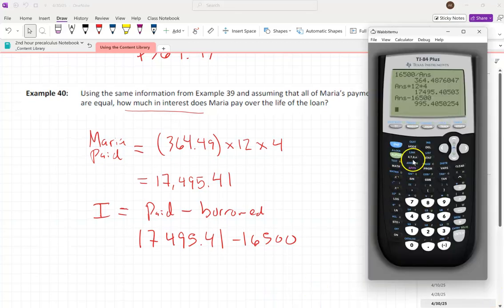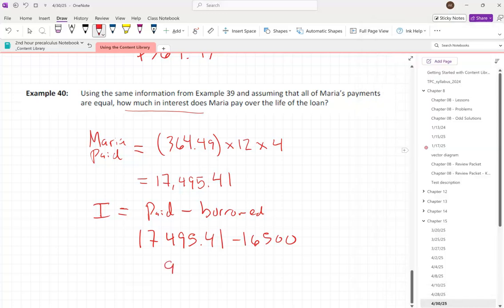So we ended up paying $995.41. That was essentially the cost of the loan. She ended up paying an extra $1,000 for her car because she had to borrow the money instead of paying for it all up front.